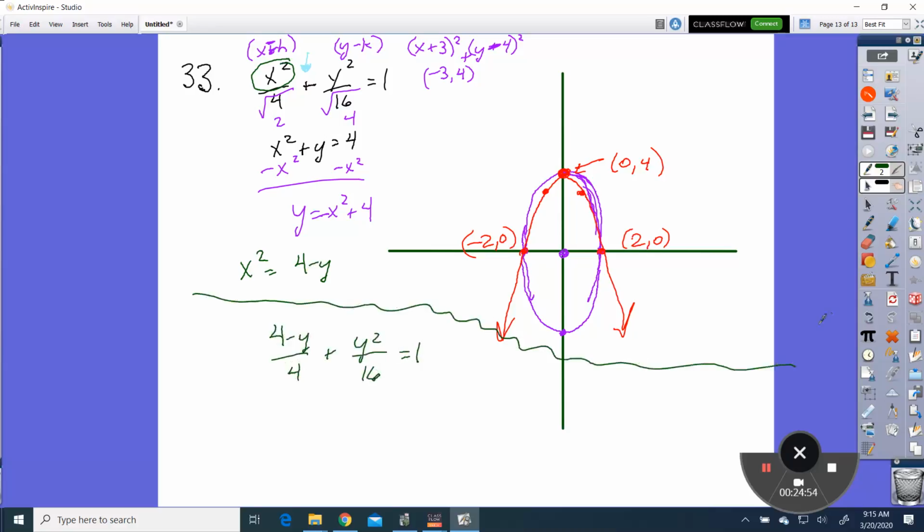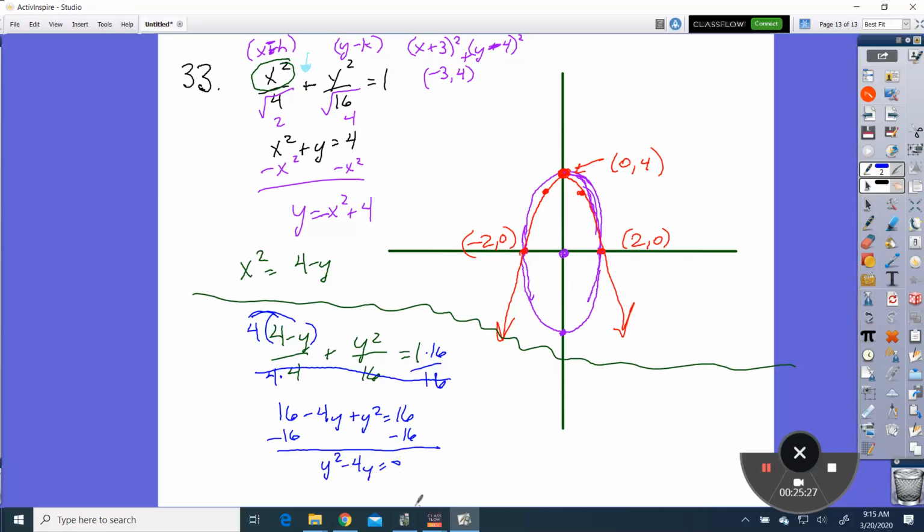So remember, we really don't like to have fractions when we're working out these problems. So I am going to multiply the whole thing by 16 or get common denominators, which is 16. So I'm going to multiply this one by 4, multiply this by 16, and now I have common denominators. I can get rid of the denominators. So 4 times 4 is 16. 4 times negative y is negative 4y plus y squared equals 16. I'm going to minus the 16 from each side. So y squared minus 4y equals 0.